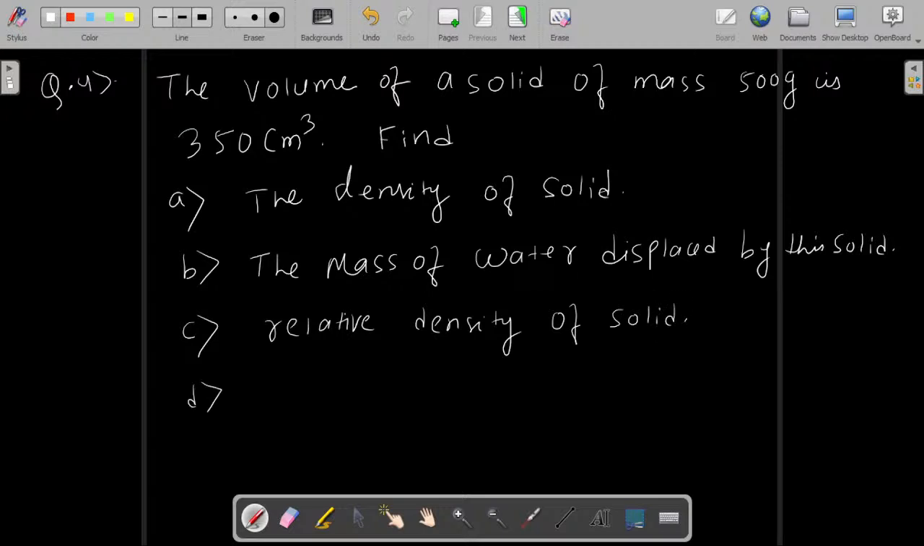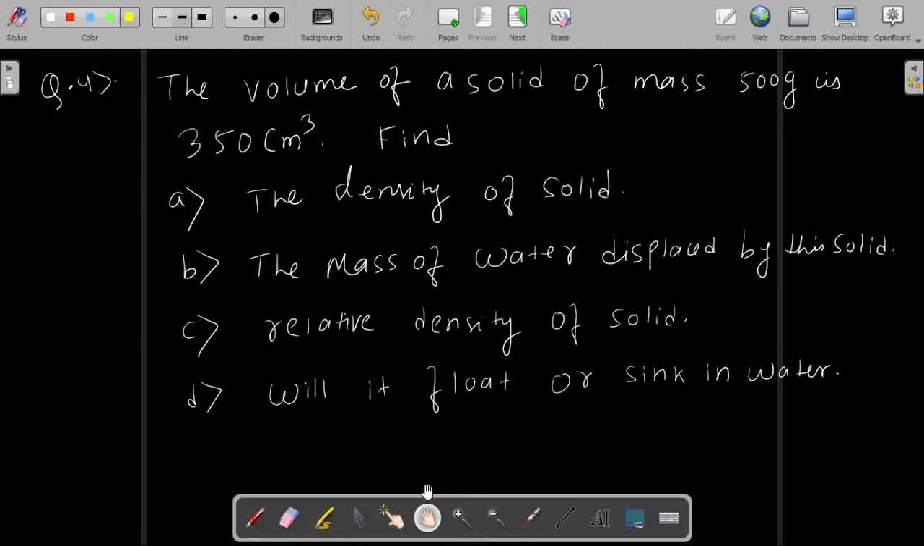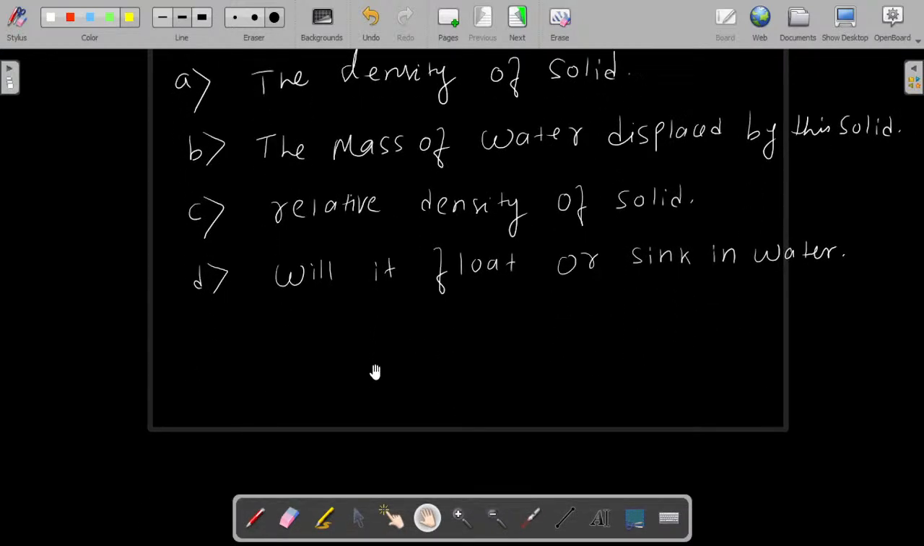Fourth, will it float or sink in water? Will it float or sink in water? 4 question, 4 marks question. You try this question. So first, what is given? First you write the given things. What is given in the question?